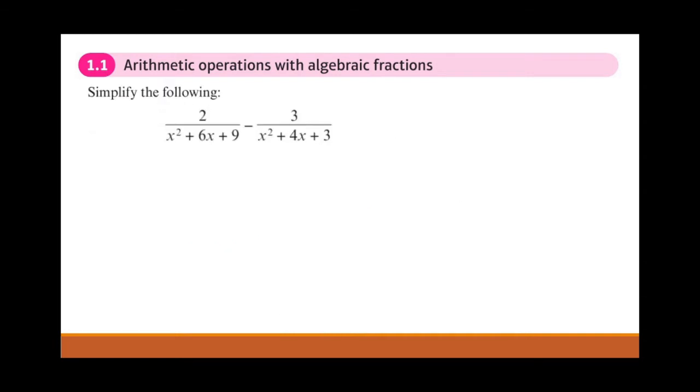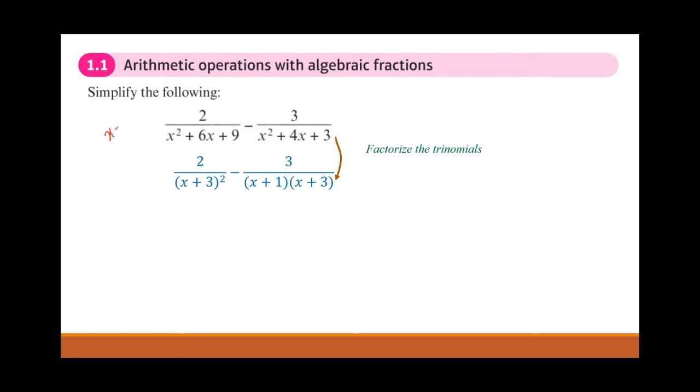All right. Let's look at this example here. We have 2 over x squared plus 6x plus 9 minus 3 over x squared plus 4x plus 3. So both fractions are having trinomials in the denominator. Now trinomials can be easily factorized using your calculators, right? You can use your calculator's equation mode to solve the quadratic equation and then use the solution to find the factors. So if you type in those two in your calculator, you would get the answer.